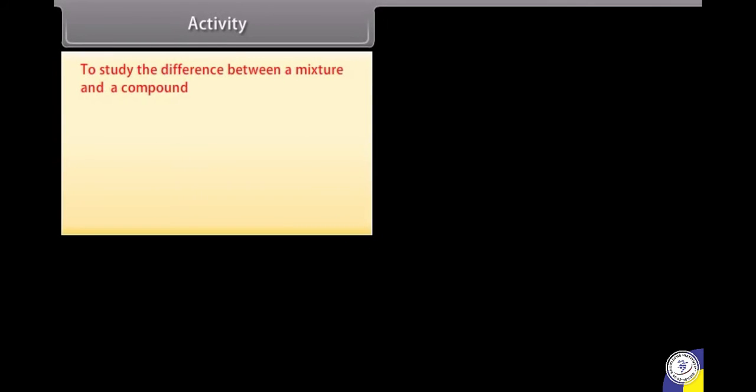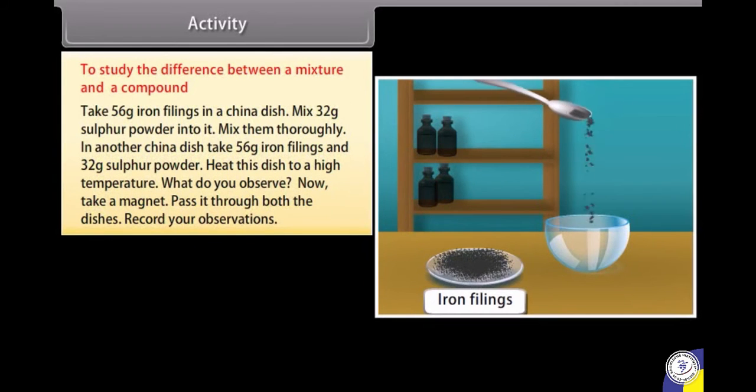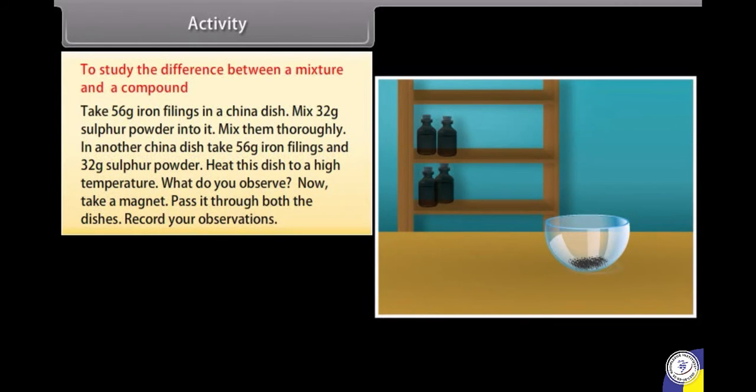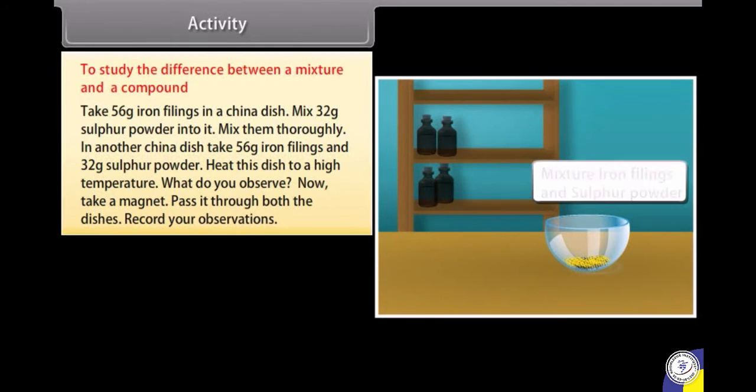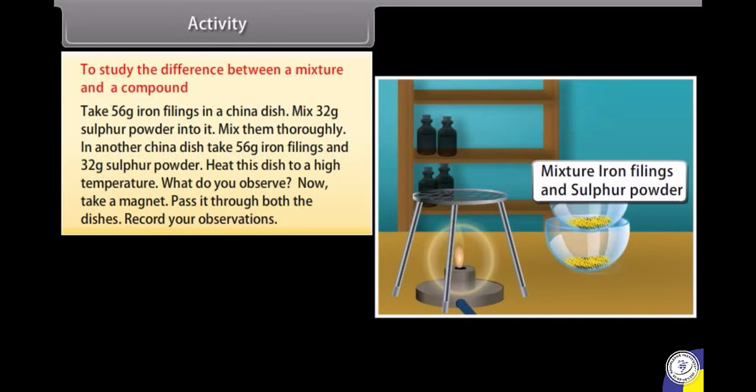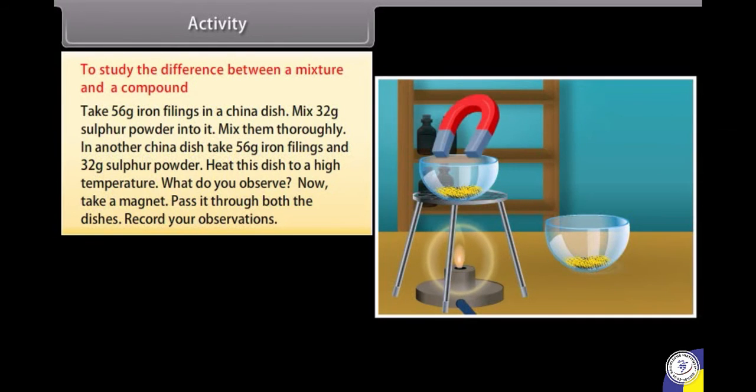Activity. To study the difference between a mixture and a compound, take 56 gram iron filings in a china dish. Mix 32 grams sulfur powder into it. Mix them thoroughly. In another china dish, take 56 gram iron filings and 32 gram sulfur powder. Heat this dish to a high temperature. Now take a magnet. Pass it through both the dishes.